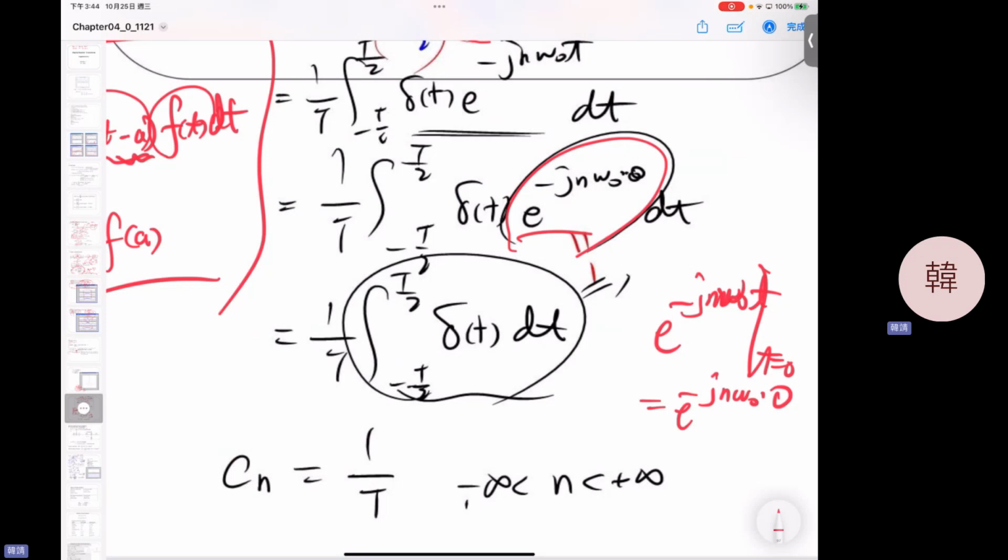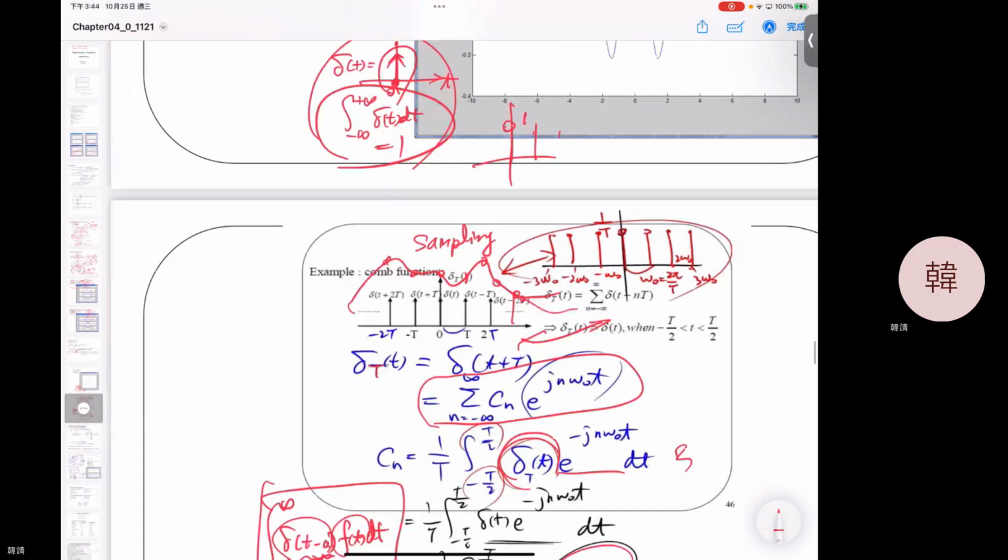So what does the result mean? For different harmonic wave locations, their amplitude is always equal to 1 divided by T. Always. So that's the result of the integration changed into the Fourier domain. It's still a comb function. In the time domain there's a comb function, we transform, look at the Fourier domain, also a comb function. But the width is different. The spacing ω0 is 2π divided by T.